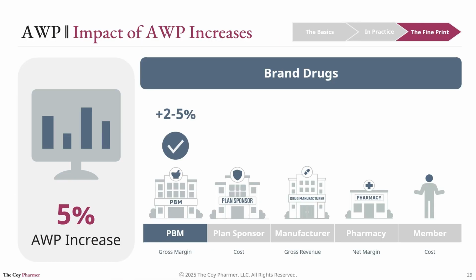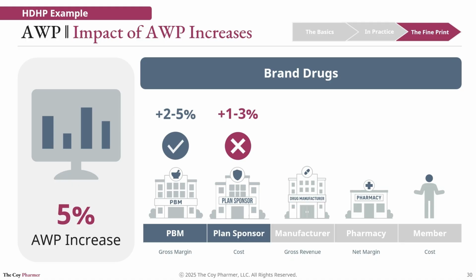So we're going to start off with an example of a brand drug where the member has a high deductible health plan in play. In this example, AWP has a 5% increase that has taken place on this brand drug. In this case, the PBM will generally have a higher gross margin, either from network spread or margin on what they're paying pharmacies versus what they're invoicing plan sponsors, or potentially from increased rebate retention depending upon the contract structure with the plan sponsors.